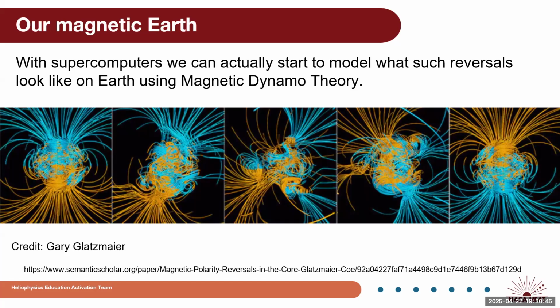And finally, the far right is when the reversal has completed itself, and now we have a north type polarity in the northern hemisphere and a south type polarity in the southern hemisphere. And then the process will repeat itself during the next reversal cycle.